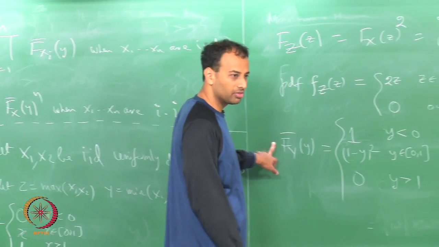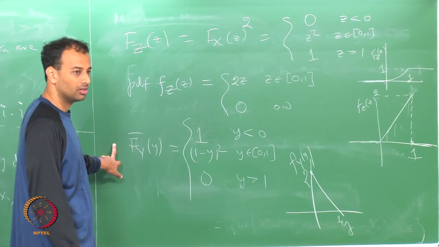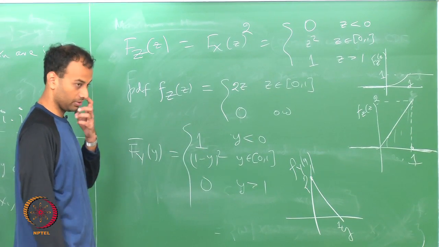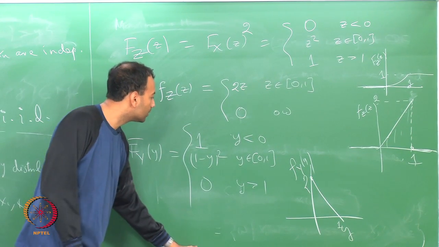So this is the complementary CDF. So 1 minus that will be your CDF, right? And you differentiate that, you will get a PDF. Okay.